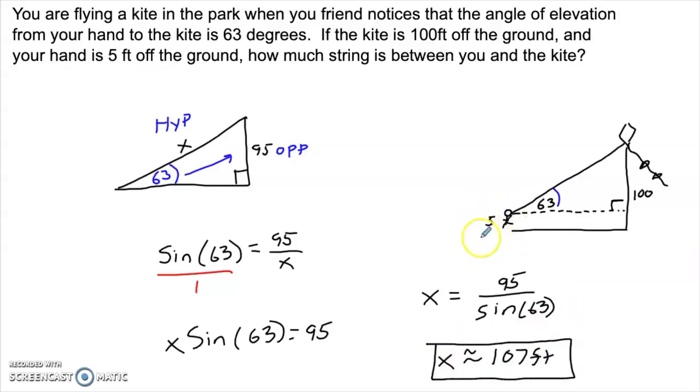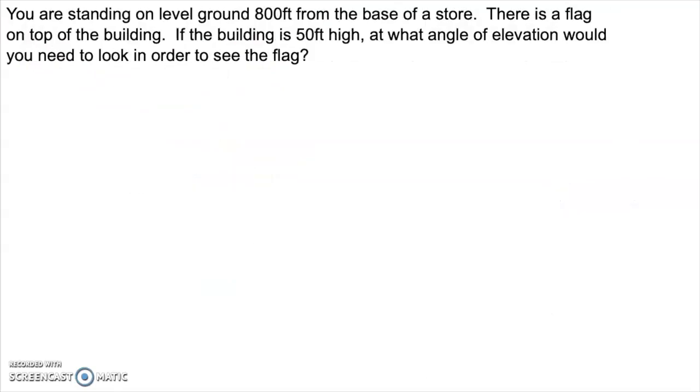So do be careful about a little detail like that. If they give you the height of the person or the height of the string for a kite or something like that, just realize that your triangle's off the ground and you have to account for that in your problem. So for the last three, we were finding a missing side, but we can also use angles of elevation or depression to find missing angles.